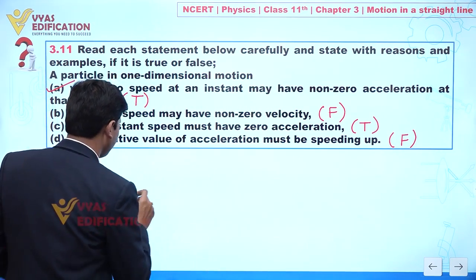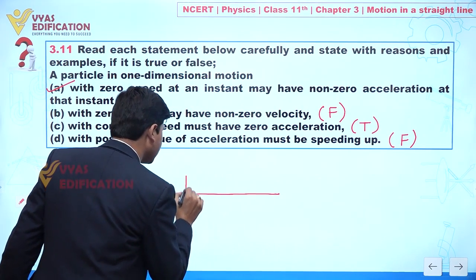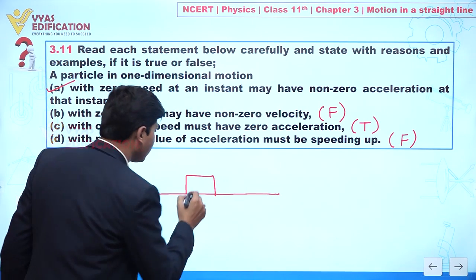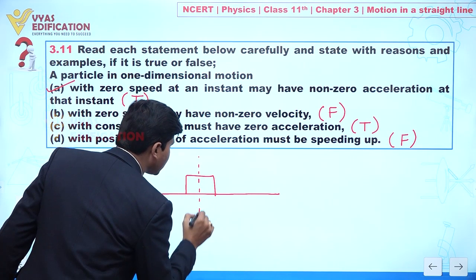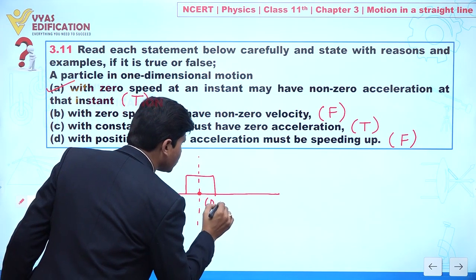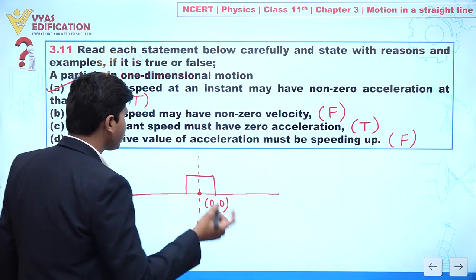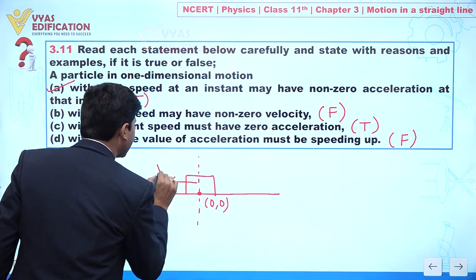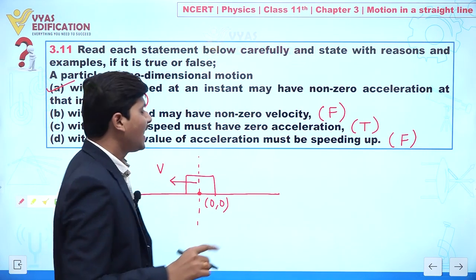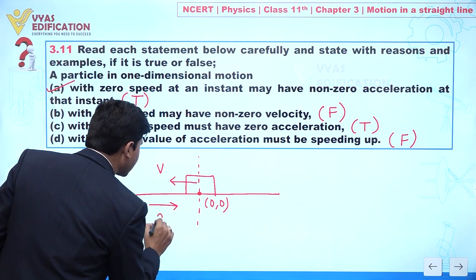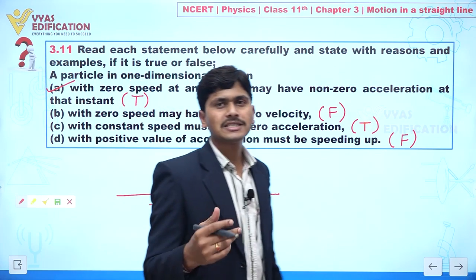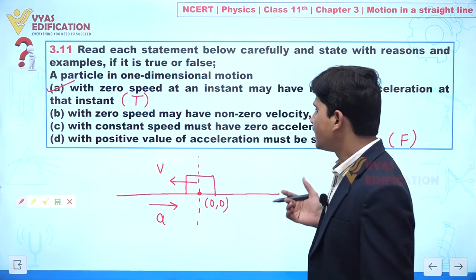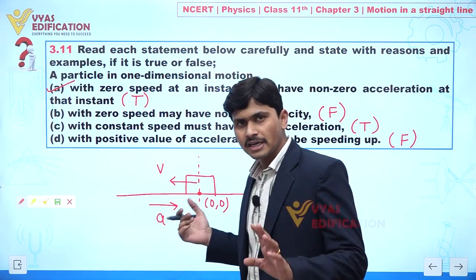So let's suppose this is the position of an object. Clear? And let's suppose I am taking this position as origin, so we can say this is (0, 0). Clear? Let's suppose initially the particle is moving in the negative x direction. And let's suppose acceleration is acting in the positive direction, or we can say this acceleration is actually retarding the motion of the object. Clear to everyone?